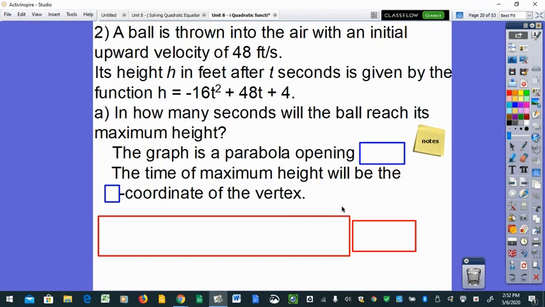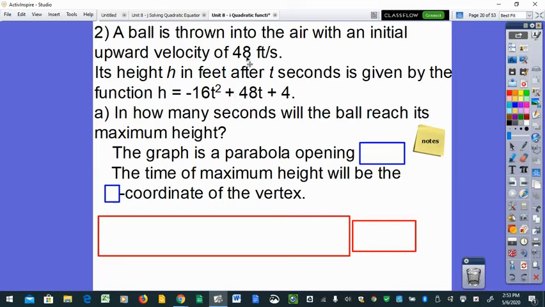So we'll read it together, and then I'm going to ask you to do two parts. First, a ball is thrown into the air with an initial velocity of 48 feet per second. And again, we're going to assume vertically straight up in the air. Its height, h, in feet after t seconds is given by the function h equals negative 16t squared plus 48t plus 4. In how many seconds will the ball reach its maximum height? We'll answer that question in a second.